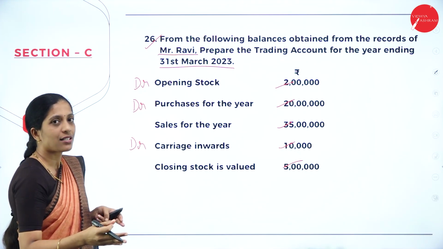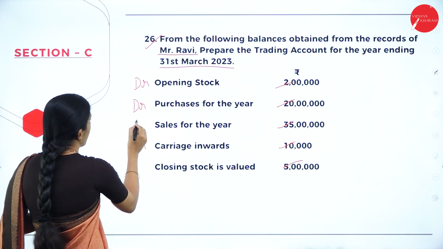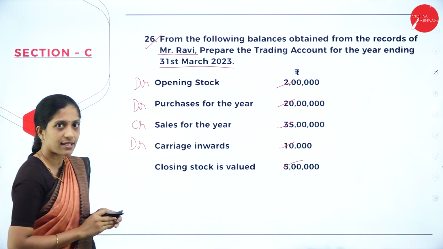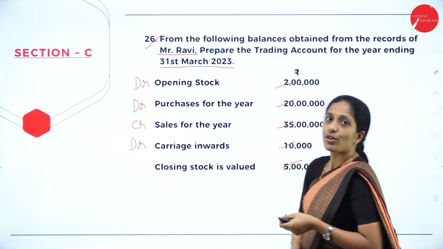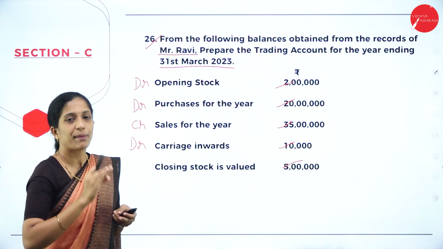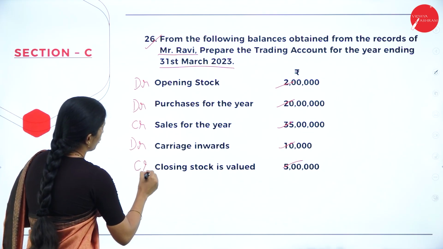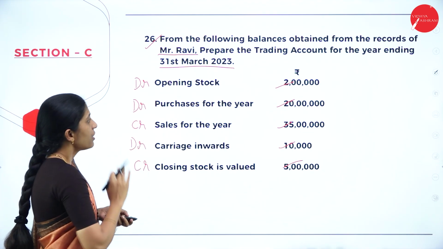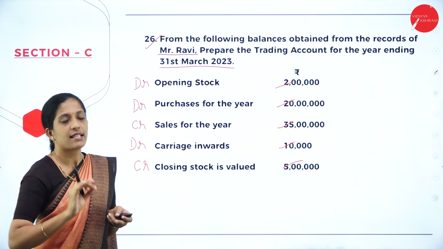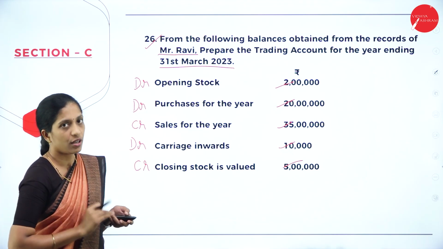Now, coming to your credit side, we have sales. So, sales has to be recorded in the credit side. By sales, less returns. So, closing stock. So, your format will be by sales, less returns, by closing stock. So, closing stock has to be recorded in the credit side. Then you will balance both the sides. Balancing figure will be either gross profit or gross loss.